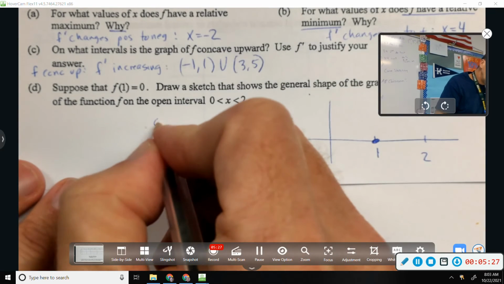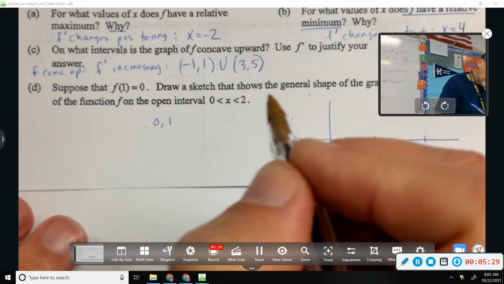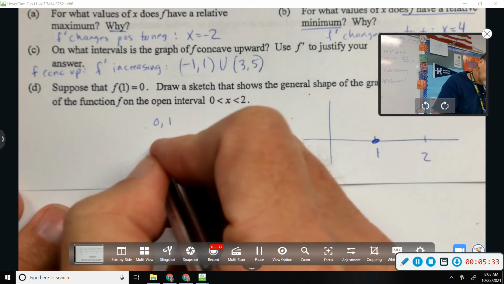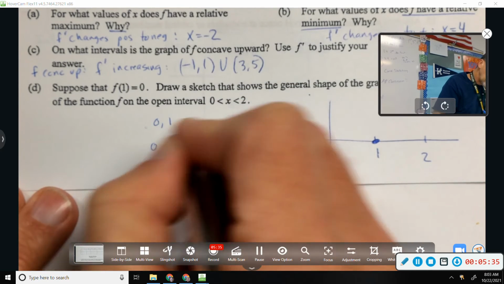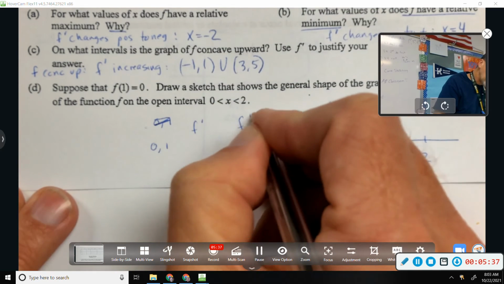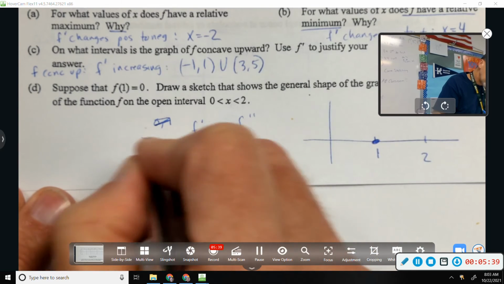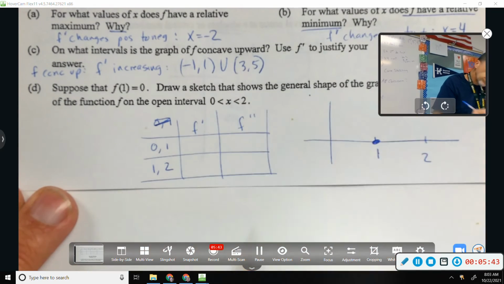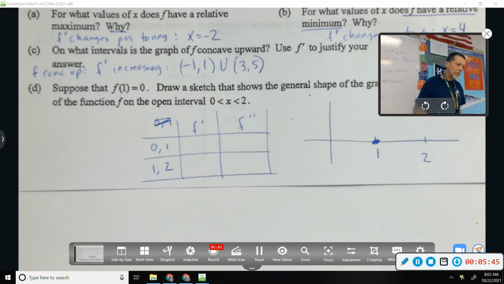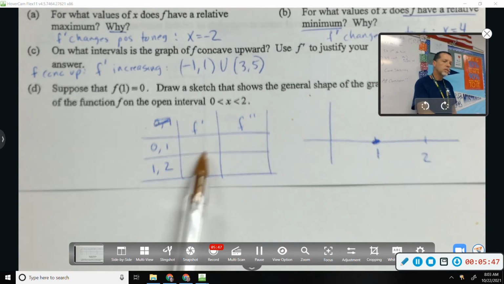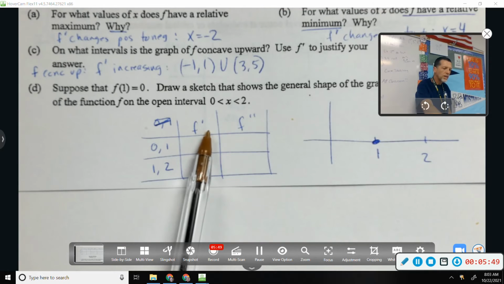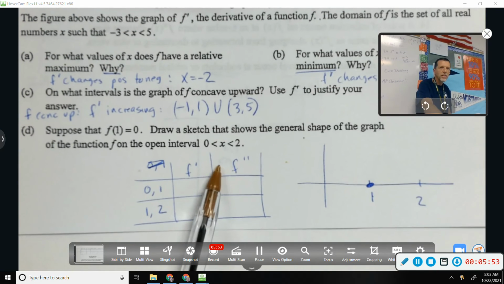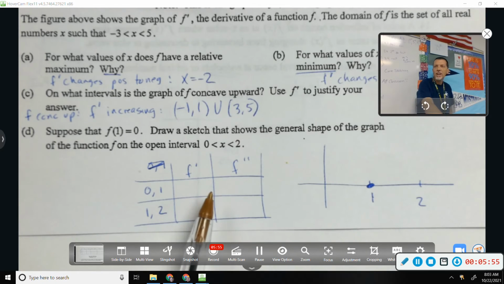So between 0 and 1, I want to make kind of a table here. And I want to know stuff about f prime and f double prime. So between 0 and 1, what's f prime, based on my graph that's up there? Positive or negative, that's all I care about right now.